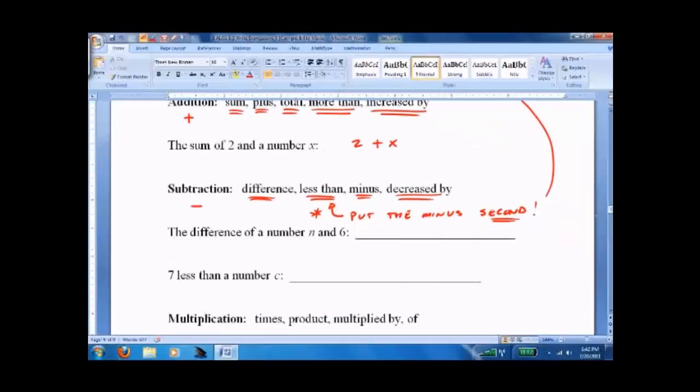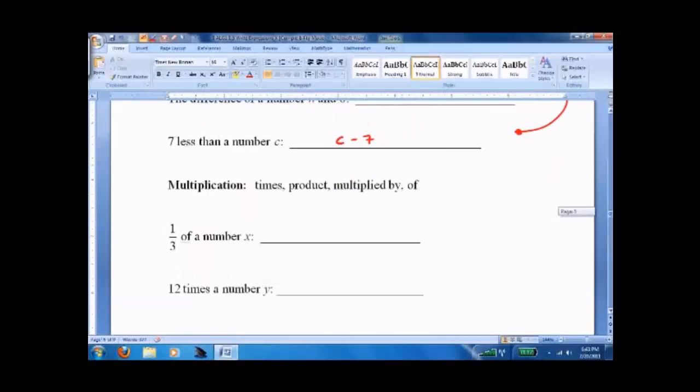The difference of a number n and 6. Well, difference, decreased by, minus, you just write it as you see it. n minus 6. 7 less than a number c. This is the one I just talked about. So that would be c minus 7. And since it's tricky, I always make sure I test on it just to mess with people. Hey, I'm evil. I'm a math teacher.